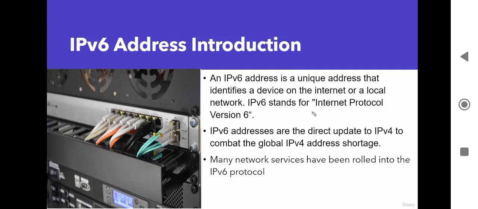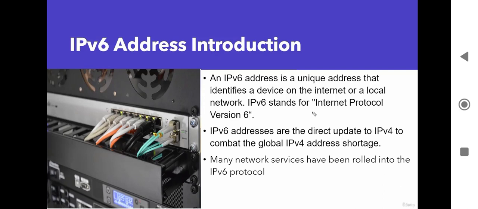So as an introduction, an IPv6 address is a unique address that identifies a device on the internet or on your local network. And IPv6 stands for Internet Protocol version 6. Now, as you know, we have IP version 4. There was in the late 90s an IP version 5, but it was never actually released. It was just like a candidate version, so they skipped it and went straight to IPv6.